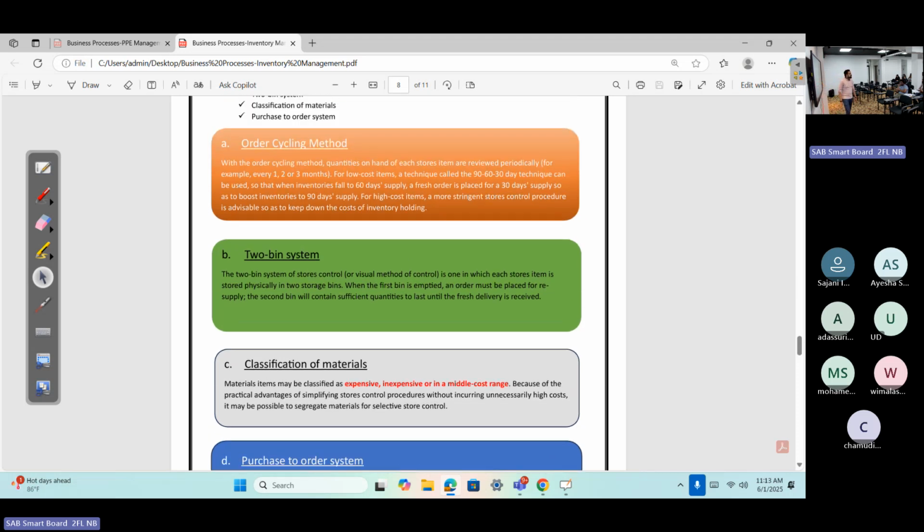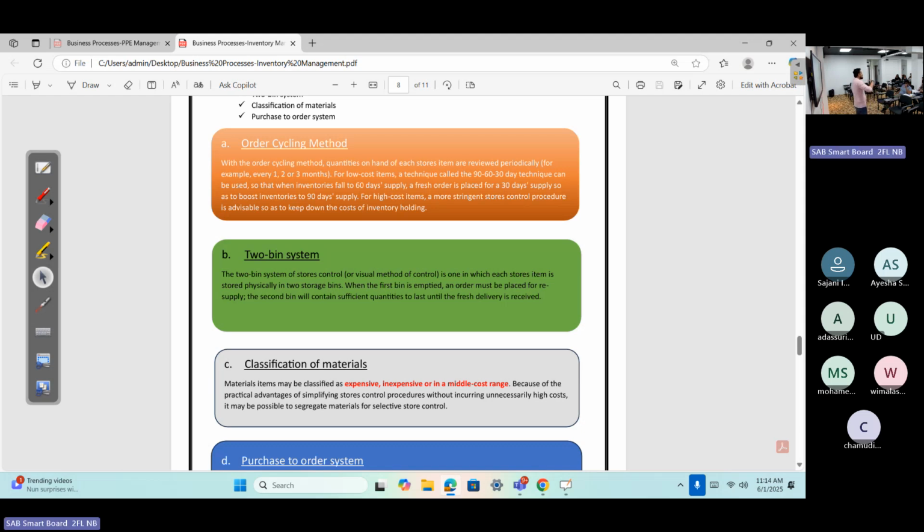What is meant by order cycling method? Order cycle means companies segregate some items day-wise: 90 days, 60 days, 30 days, like that. Let's say A item, B item, C item. A item should fulfill 90 days demand, B item 60 days demand, C item 30 days demand. So always, for A item, they should keep stock to fulfill 90 days demand. If that is reduced, automatically they should reorder.